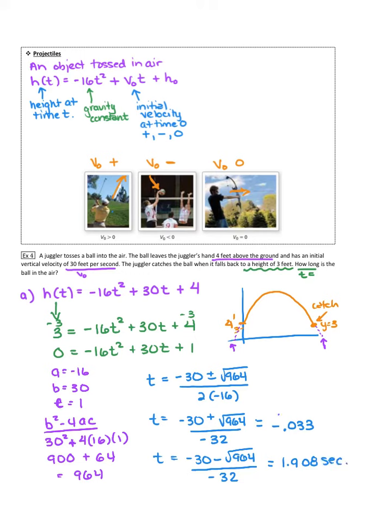So like I said, you'll often get one answer that's negative, and we can throw that one out. So we know that when the ball was 3 feet high, time was 1.908 seconds. All right, so I hope you have fun working with this.